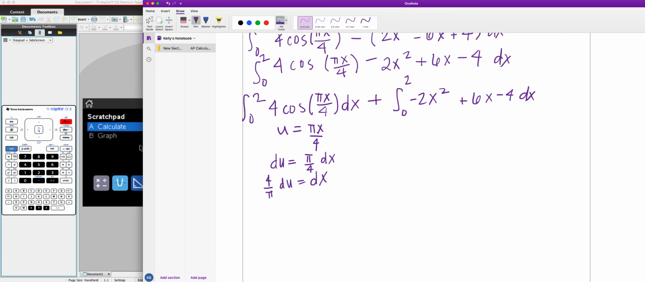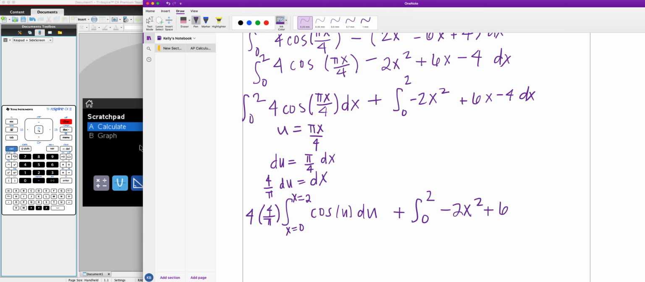The 4 that is the scalar in front, I'm going to pull out of the integral. So I get 4 times 4 over pi, the integral as x equals 0 to x equals 2, remember these are x bounds, of cosine of u du. Now plus, this whole piece I can integrate right now, but for the sake of keeping them consistent when I integrate, I'm just going to rewrite it so that we have it as reference as we keep scrolling down the page.